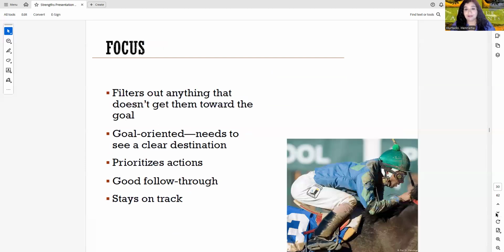Focus. If focus is one of your themes, you're someone who filters out anything that doesn't get toward the goal. You are goal oriented and you need to see a clear destination. You prioritize actions, good follow through, and you stay on track.